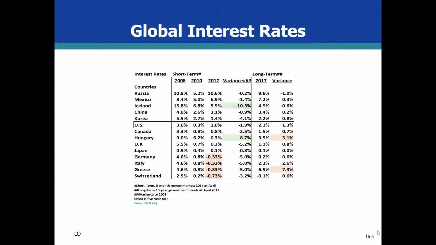Long-term rates, or rates on 10-year government bonds, are typically higher than short-term rates due to the maturity factor. You can see this variance in the final column under long-term rates. Most of them are higher. Russia and Iceland are a little different. They're anomalies, but typically long-term rates are higher, and you can see that here on the chart. A data table on current interest rates is provided in the module.